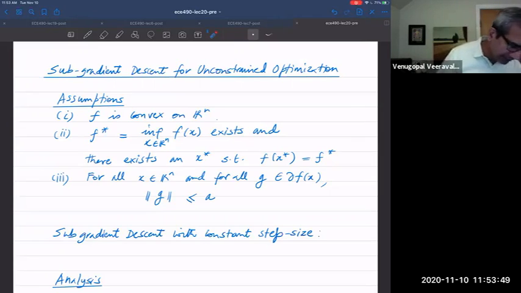So for all x and for all g belonging to the subdifferential at x, the norm of g is upper bounded by some positive number a.